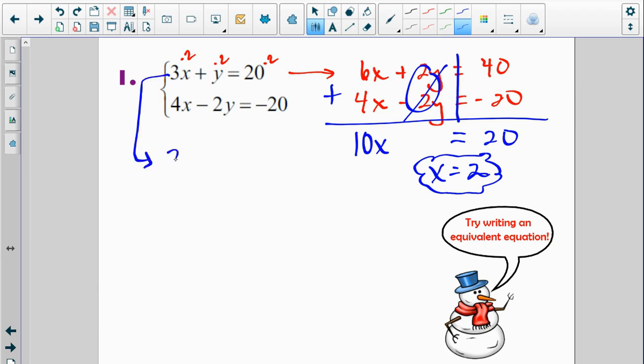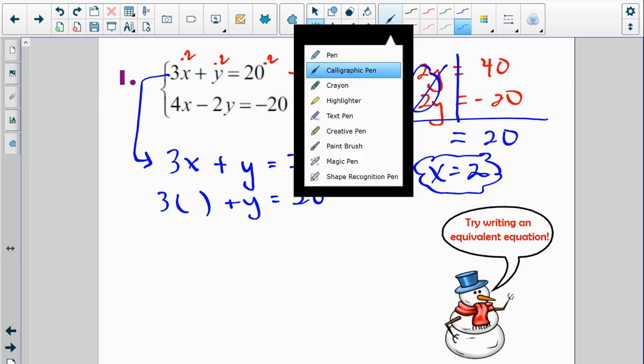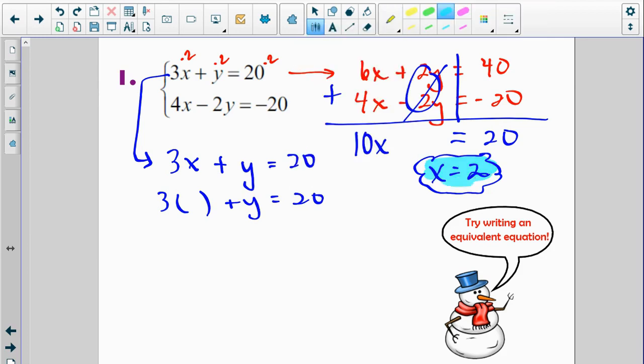I think actually the first equation will work out better for us here. 3x plus y equals 20. That was the original equation. And we now know that x has a value of 2, because we just solved for that, right? That was what we just discovered over here.